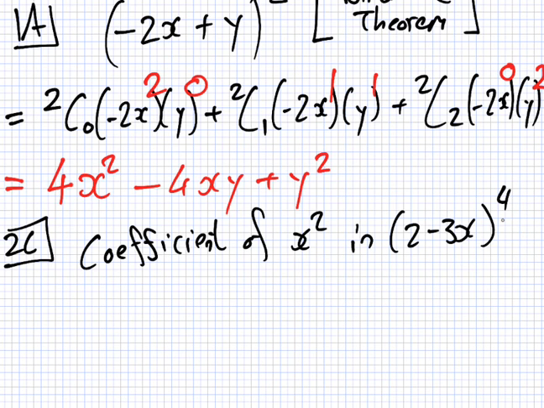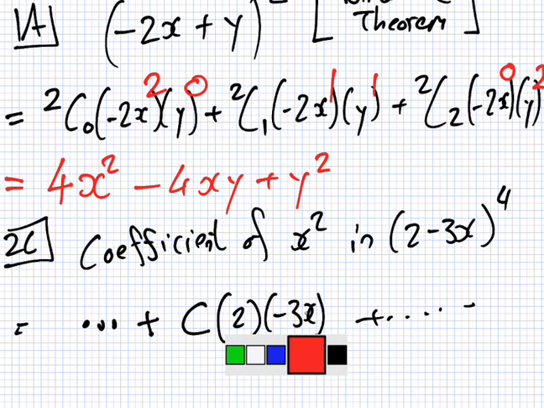So this question here does not want you to expand. Instead, it just wants one part of the expansion. They don't want the full thing, they just want the x squared part. So you know the answer will have many, many terms. And we have a C for one of them, a 2 for one of them, and a minus 3x for one of them. And this is where I only pick the term I want. I don't do the other terms.